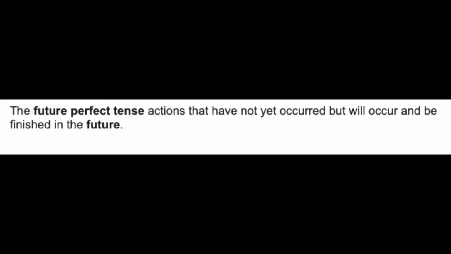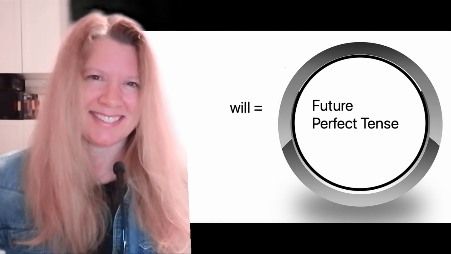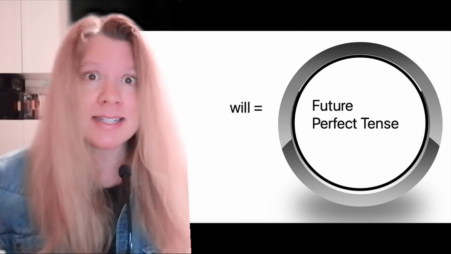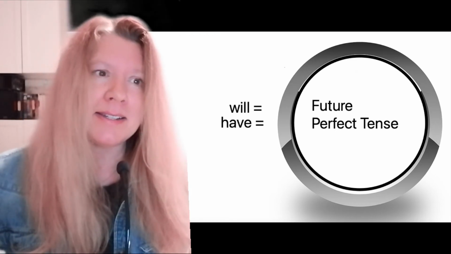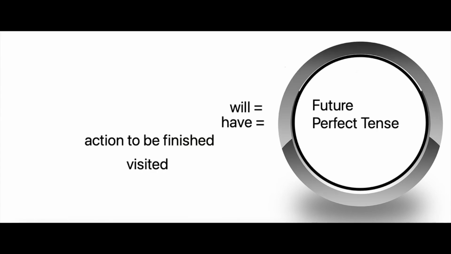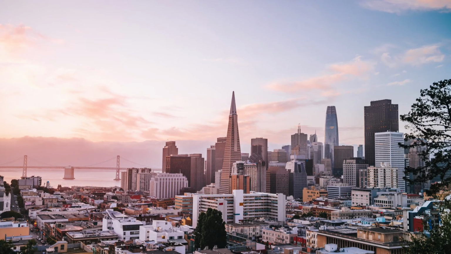And that's why we need to use the future perfect tense. But why? Why do we need to use the future perfect tense? Well, the future perfect tense actions have not yet occurred, but will occur and be finished in the future. So what does that mean? Well, the future is will, the perfect is have, and your action that will be finished is visited. And what places again? The Grand Canyon and San Francisco.